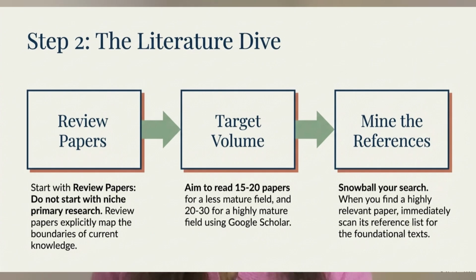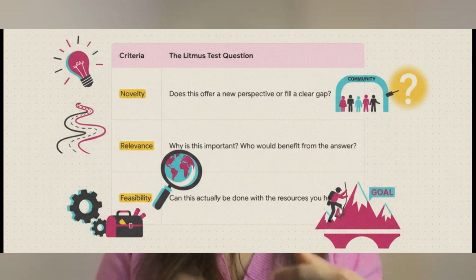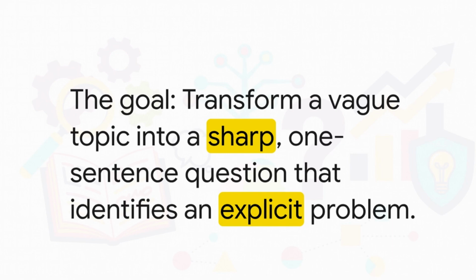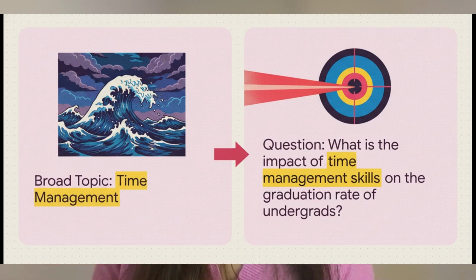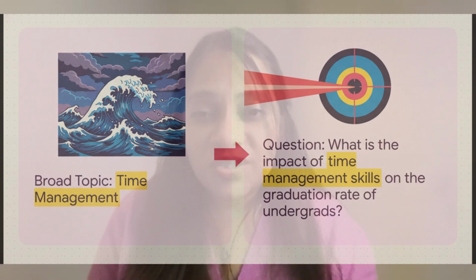You can go on reading and finding papers, and then take the top two or three ideas and check them against the pillars: novelty, relevance, feasibility, and then sharpen it down to one question. Now, the final output of this whole process is not a topic, it's a sentence. One specific answerable research question. Not something like time management, but what is the impact of time management on graduation rates among business students? That's kind of a laser beam. That's something that's fundable, finishable, and completely answerable.